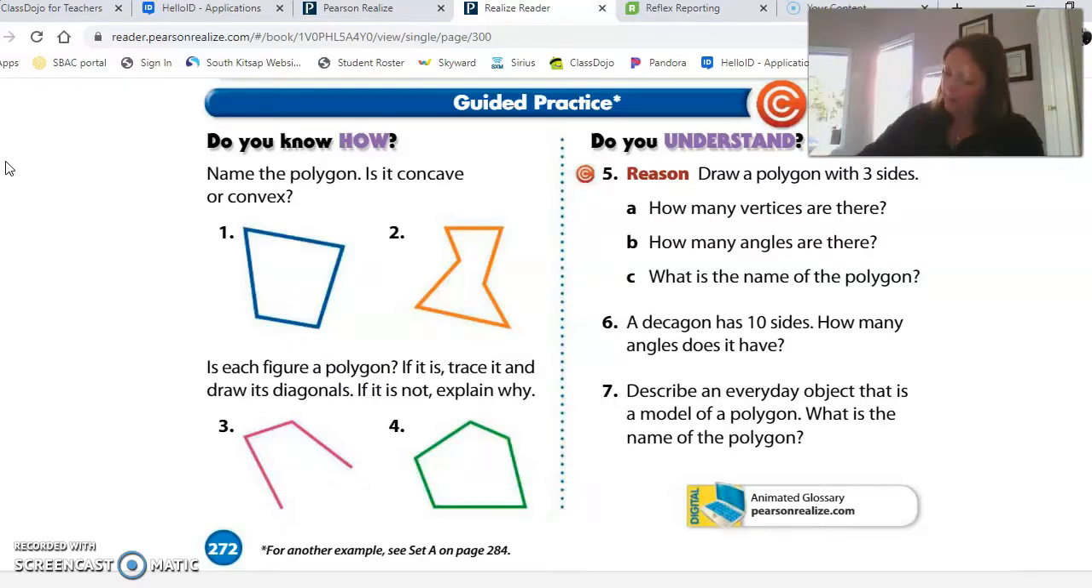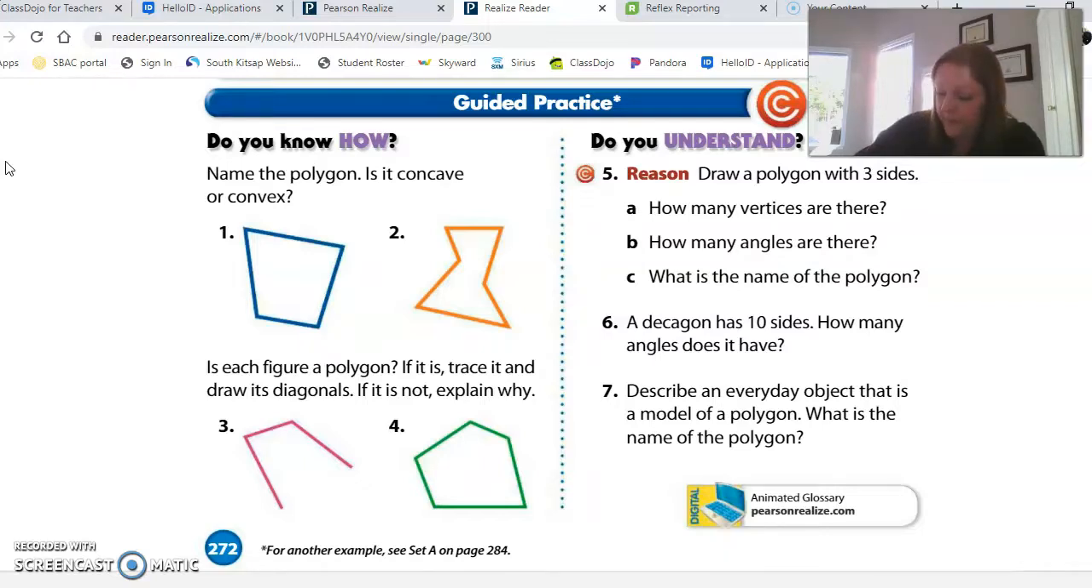Okay, now number 3. It says, is each figure a polygon? Well, that's the first one. And it says, if it is, trace it. Now, I know you can't really trace it, but I'm going to draw it and try to make it as close to that one as I can. So the first one, oh, and it says, if not, I have to explain why. Is number 3 a polygon?